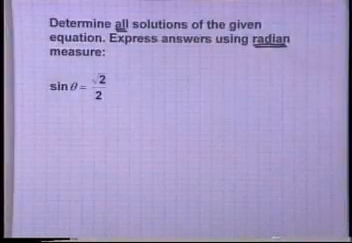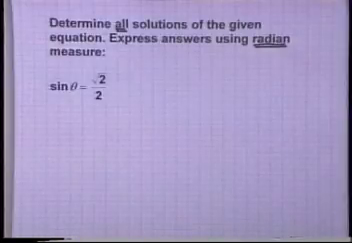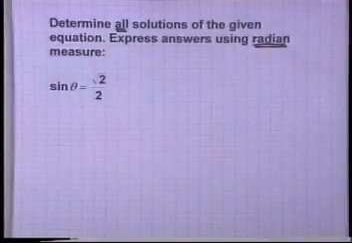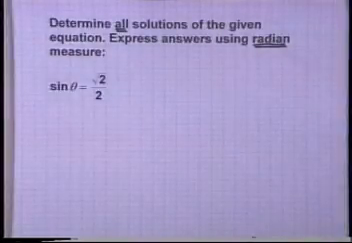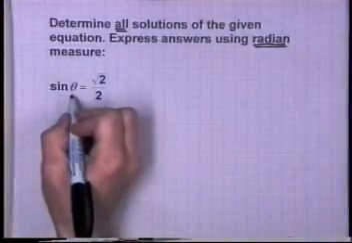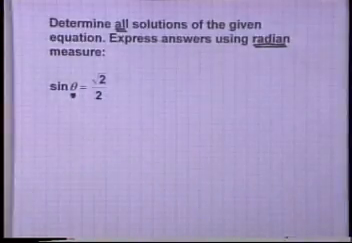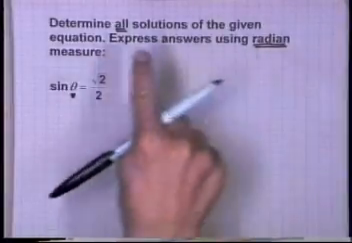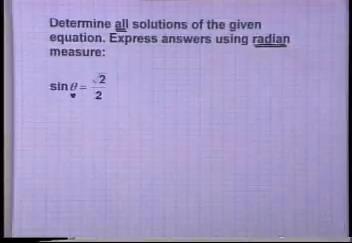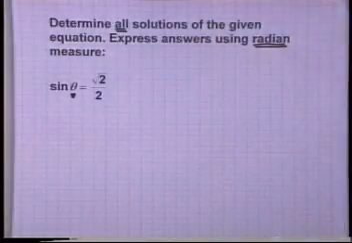Now if you look at our equation here, it's a very simple equation. The sine of theta is equal to square root 2 divided by 2. Whenever you solve an equation, you are looking for the value of the variable that would make that equation true. In this instance, our variable is theta. Since we are to express our solution using radian measure, we're to treat theta as either an angle measured in radians or as a real number. So we're to solve for theta.